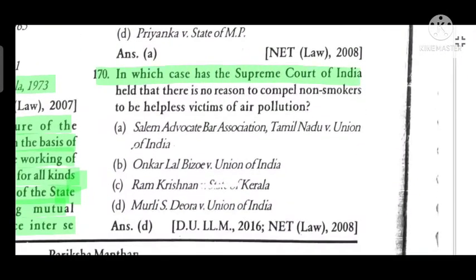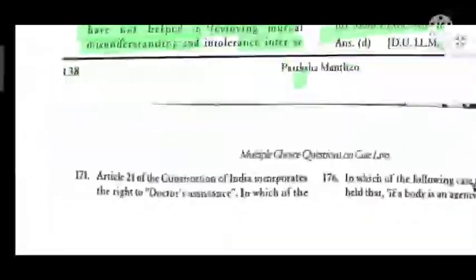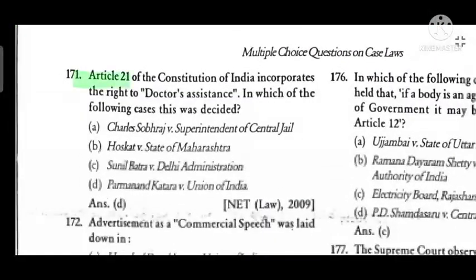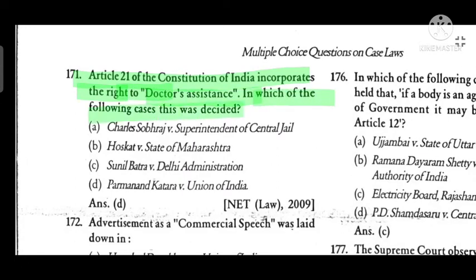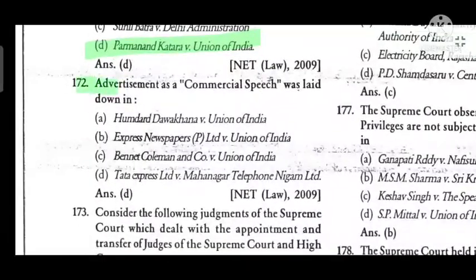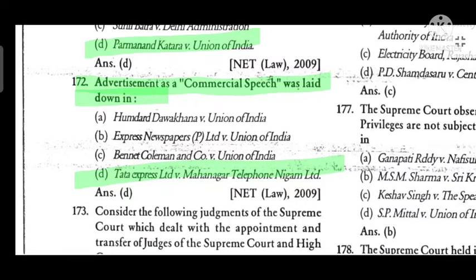In which case did the Supreme Court of India hold that there is no reason to compel non-smokers to become victims of air pollution? Murli S. Deora versus Union of India. Article 21 of the Constitution of India incorporates the right to a doctor's assistance. In which one of the following cases was it decided? Parmanand Katara versus Union of India. Advertisement as commercial speech was laid down in Tata Press Limited versus Mahanagar Telephone Nigam Limited.